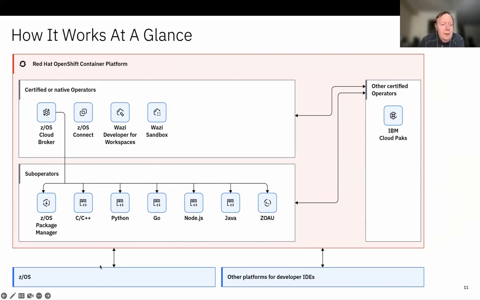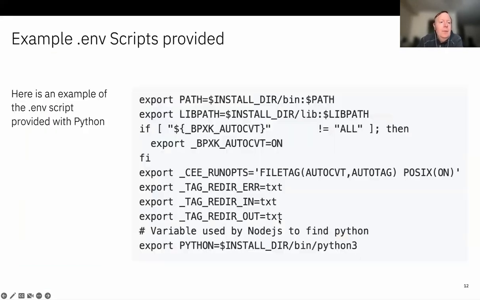So I just want to emphasize the point here that this is targeting z/OS for install for these sub-operators. To touch a little bit on this .env script, as I mentioned, this is one of the key things: you can just source this, and it's coded in such a way that when you source it from its install directory, it will set up your environment to successfully run that product. And then if you want to switch to another one, you just source that environment.